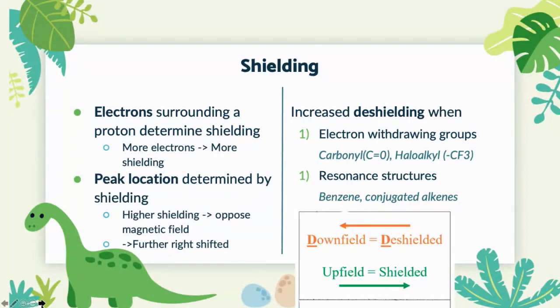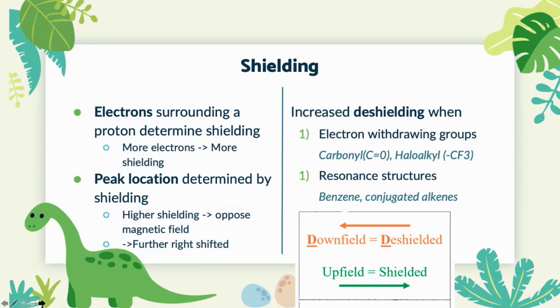So in general, electrons surround a proton, which determines the shielding. That means that if we have more electrons densely located around that proton, there's going to be more shielding. There's going to be a more neutralizing effect where all of those negative charges come together and help cancel out the charge of the nucleus. But that's not uniform across all things.